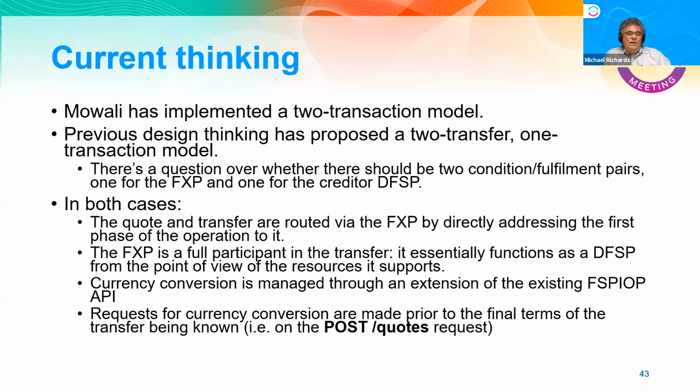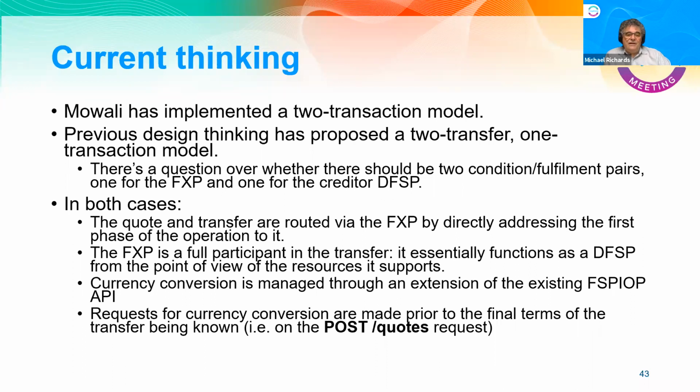So currently, Mowali has implemented a two-transaction model. This is problematic, to say the least. Previous design thinking has proposed a two-transfer, one-transaction model with a question about how many condition fulfillment pairs should be required for that. In both cases, quote and transfer are routed via the FXP by directly addressing the first phase of the operation to it. And the FXP is a full participant in the transfer. It essentially functions as a DFSP from the point of view of the resources it supports.